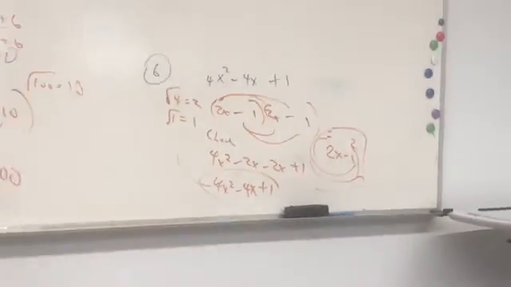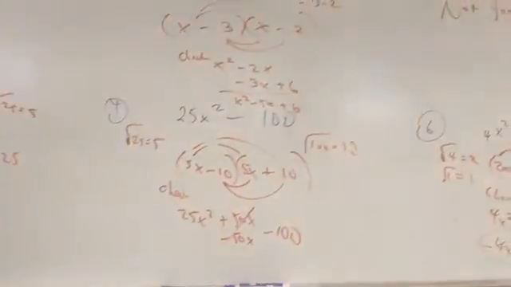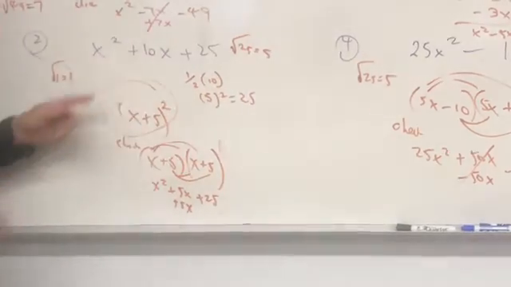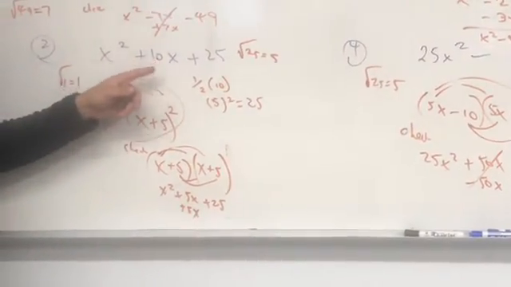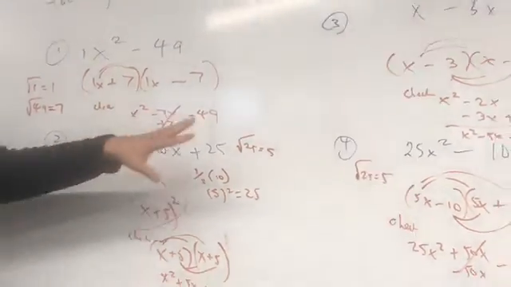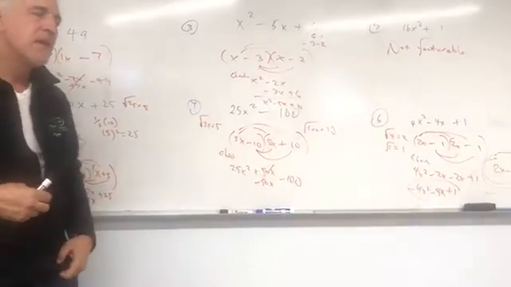Trinomial square, not factorable because of the plus sign. Difference of squares, regular, it's not nameable in that sense. It's a regular trinomial. This over here is a trinomial square, and this one over here is difference of squares. So that's a quick review of factoring. You'll see why it's needed in a moment because we're going to start solving quadratics.